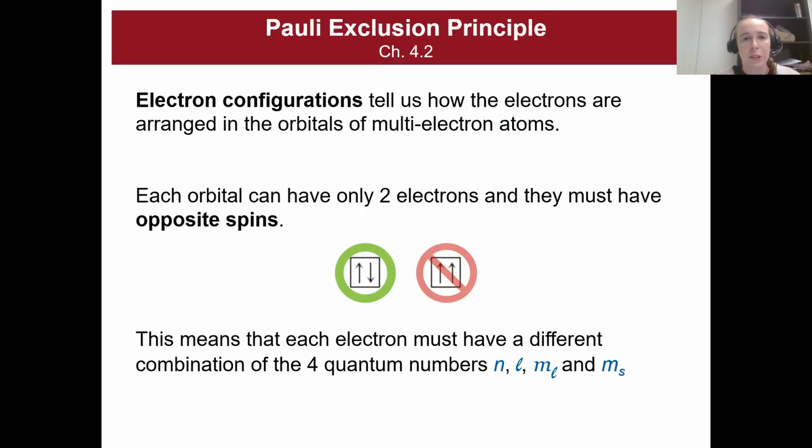All right, so let's talk about these electron configurations I've mentioned a few times. Electron configurations tell us how the electrons are arranged in the orbitals of multi-electron atoms. So now we're talking about these multi-electron atoms. Electron configurations can clearly still go with hydrogen and single electron atoms, but they're not very exciting. So we're going to mostly talk about multi-electron atoms here.